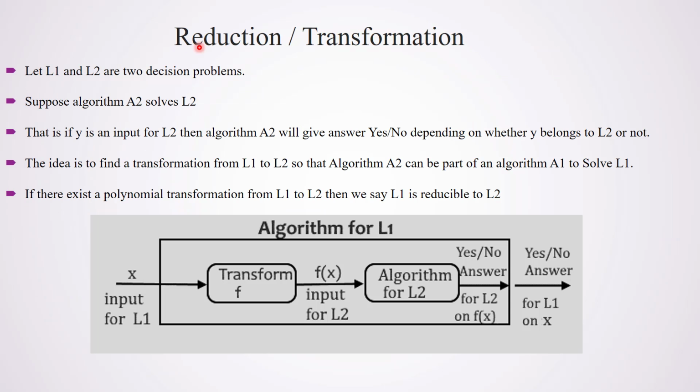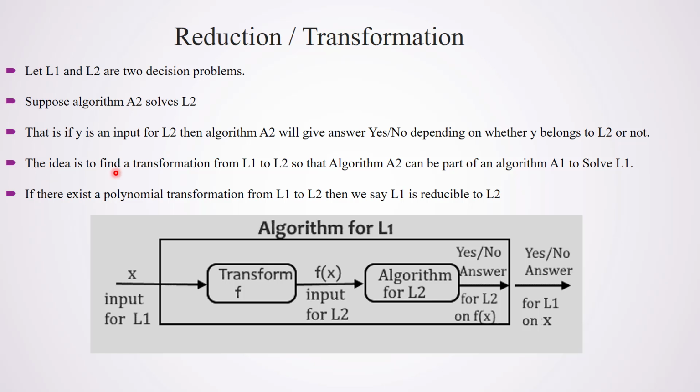Next we have to study a concept called reduction or transformation. Let L1 and L2 be two decision problems. We already discussed decision problems. Suppose algorithm A2 solves L2. To solve any decision problem we need some decision algorithm. To solve the decision problem L2 we are using algorithm A2. That is, if Y is an input for L2, then algorithm A2 will give the answer yes or no depending on whether Y belongs to L2 or not.